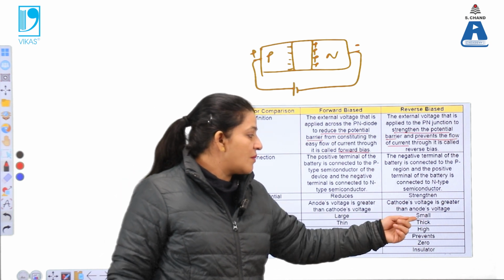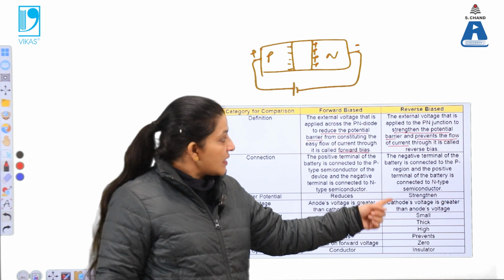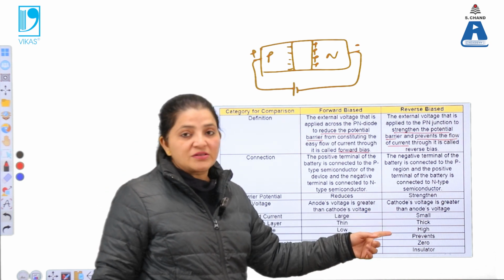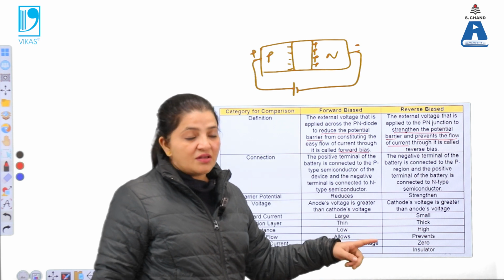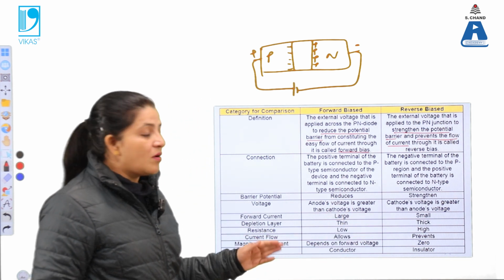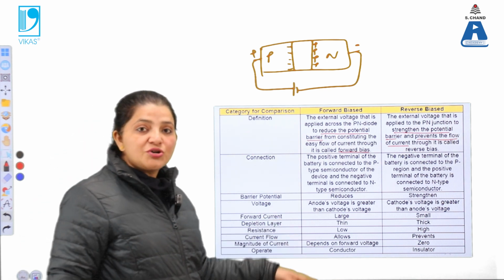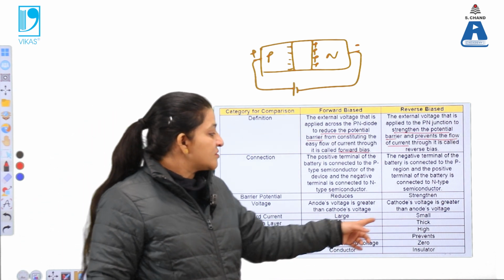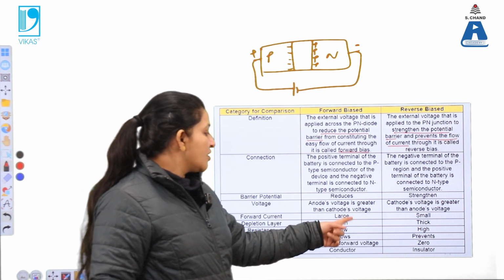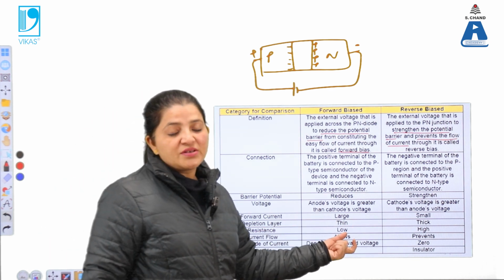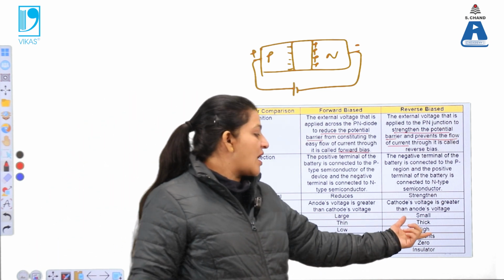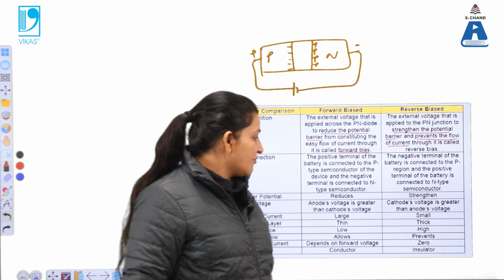Why is there a small amount of current? Because in reverse biasing a small amount of current is present due to the presence of minority charge carriers, and their concentration is quite low in comparison to majority charge carriers. So that's why the current will be small. Then the depletion region layer: its thickness will be reduced, or you can say it is thin, in the case of forward biasing, and it will be larger or thicker in the case of reverse biasing.